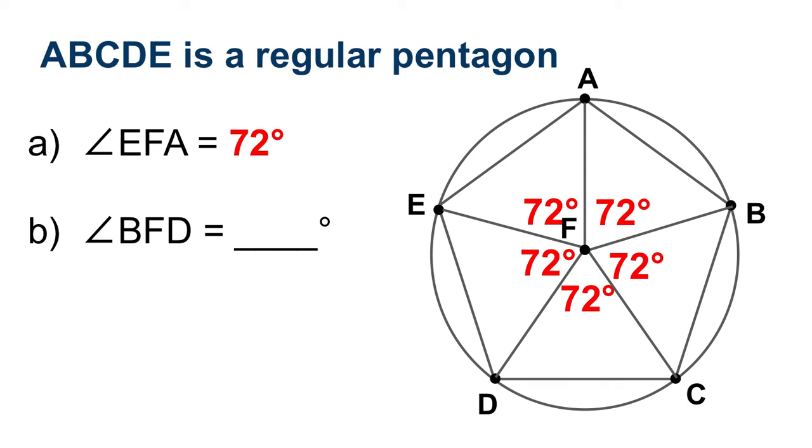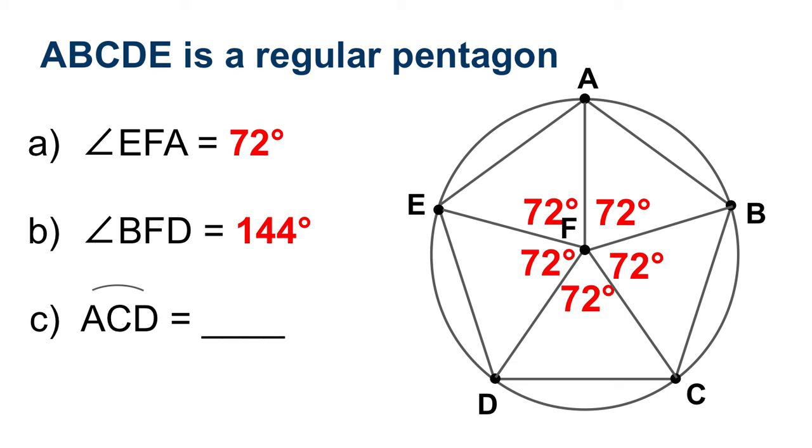So next, let's see if we can figure out how big angle BFD is. So if you think about where BFD is, here's B, here's F, here's D. And so we go from B to F to D. We're going to combine these two angles together. So that's going to give us 144.